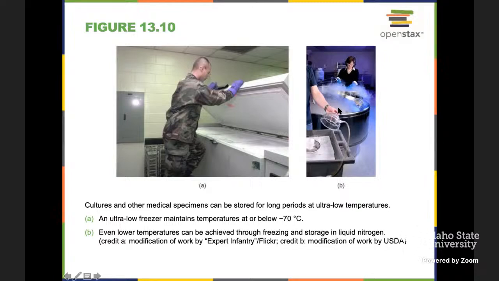Next to that in figure B, we see all sorts of steamy stuff. This looks like some sort of mad scientist lab. Liquid nitrogen is another mechanism to preserve things, and this is something that they oftentimes describe as snap freezing.